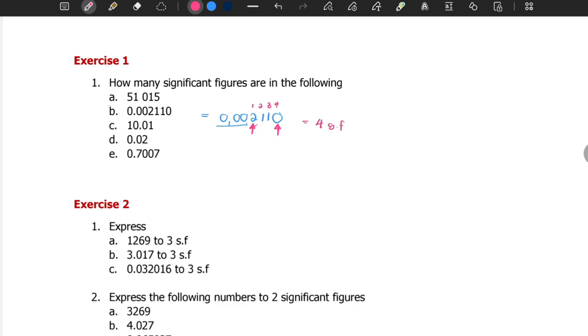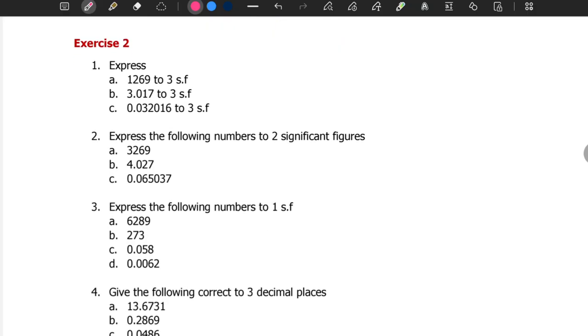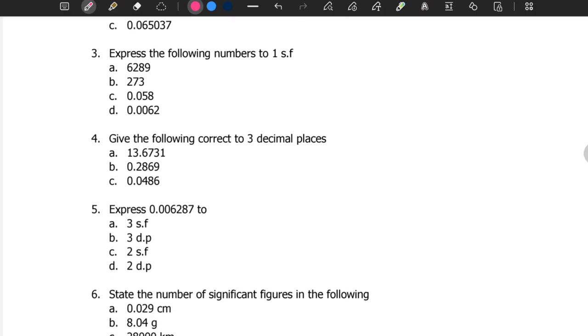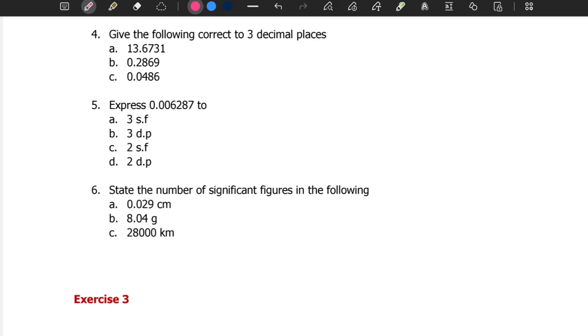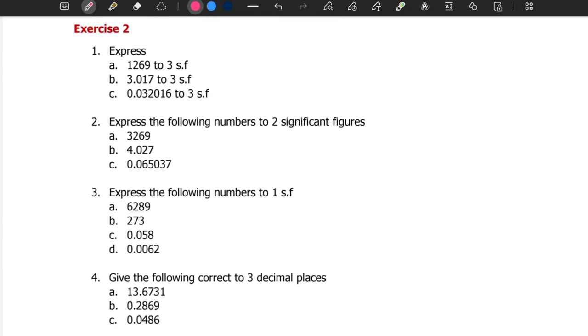So you can try the rest of the exercise from A to E. And for exercise 2, it asks you to express a certain number of questions to different significant figures. For number 1, 3 significant figures. For number 2, 2 significant figures. For number 3, 1 significant figure. Then number 4, a certain number of decimal places. Number 5, significant figures and decimal places. And number 6 as well, determining the significant figures. So you can give these a try.